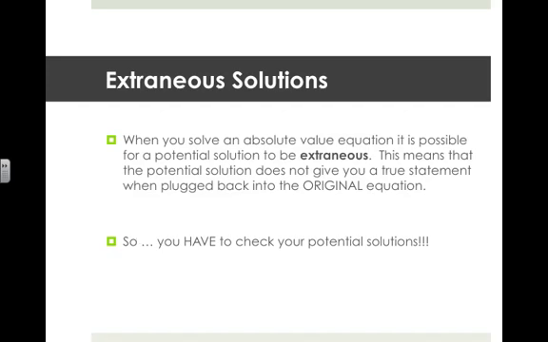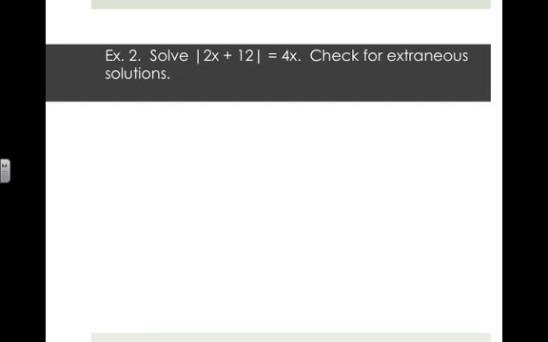When you solve an absolute value equation, it is possible for a potential solution to be extraneous. I was talking about that earlier. This means that the potential solution does not give you a true statement when plugged back into the original equation. So you have to check your potential solutions.